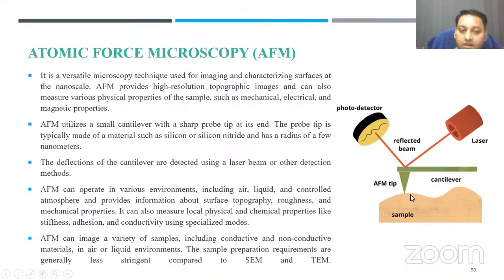However, if the features are non-uniform and there are certain dips and variation in the depth of the material or the surface, then what happens? The photo detector will detect the light from different directions, and it will measure the surface topography on a finer scale, that is the nanometer scale.